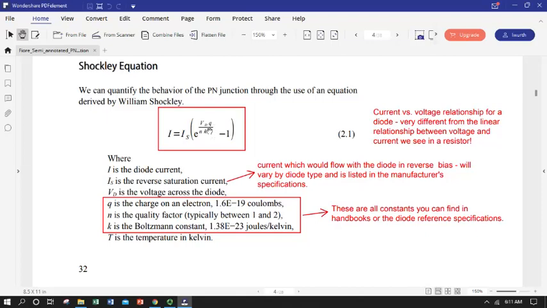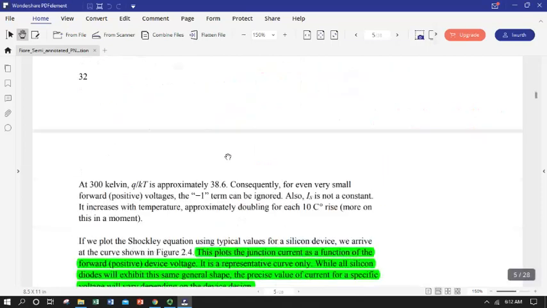Temperature, Q and N are characteristics of the diode or material constants, like the charge on an electron. And V sub D again is the voltage applied across the diode itself, not the source voltage, but the voltage drop across just the diode. And of course, this would be positive or negative depending on whether we've put it in reverse or forward bias. So a positive V sub D corresponds to forward bias.